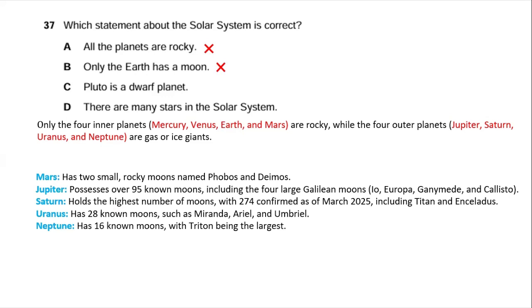Jupiter possesses over 95 known moons. Saturn holds the highest number of moons with 274 confirmed. Uranus has 28 known moons. Neptune has 16 known moons. When we come to answer D, there are many stars in the solar system. Wrong, because we know the Sun is the only star in the solar system. So answer C, Pluto is a dwarf planet. That is correct. So the answer is C.